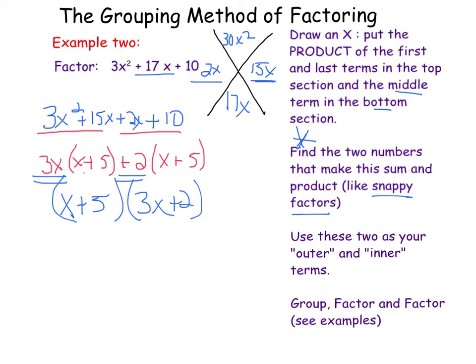Always take a second to double check. So I'm not going to write it, I'm just going to say it out loud. x times 3x is my 3x squared. x times 2 is 2x, plus 15x is my 17x, and 5 times 2 is 10. So I know that this is the correct answer.